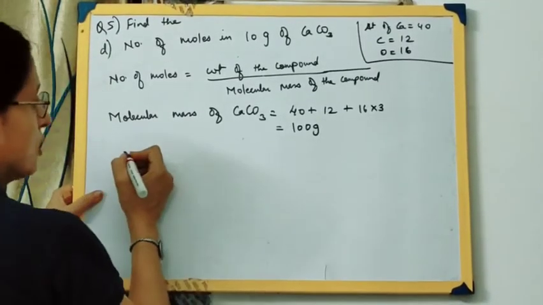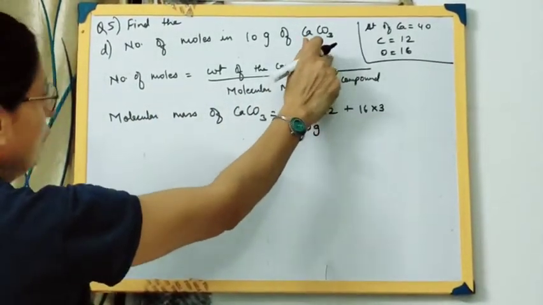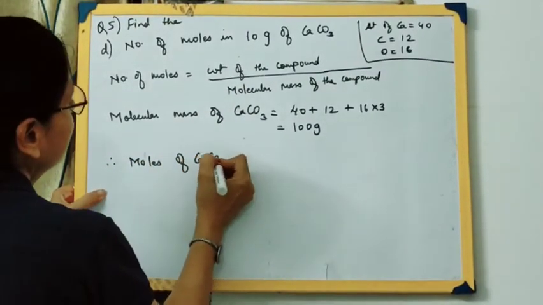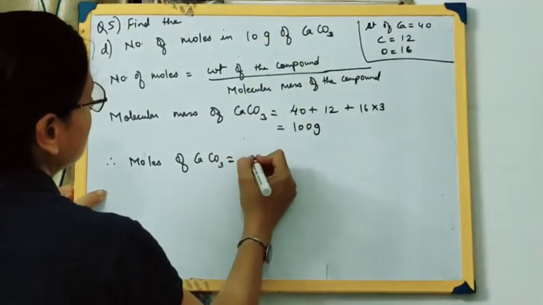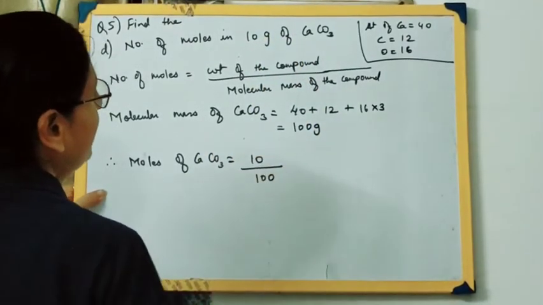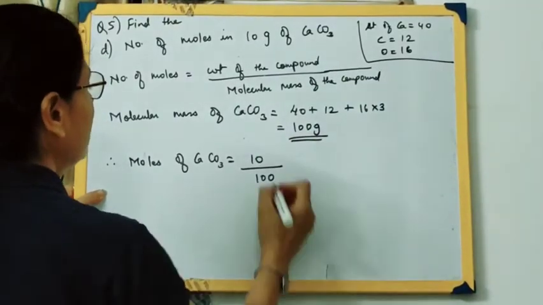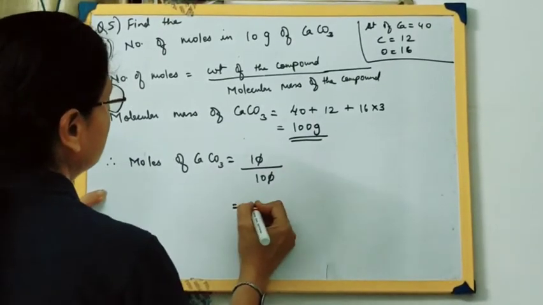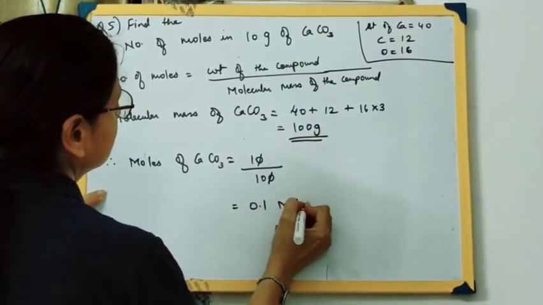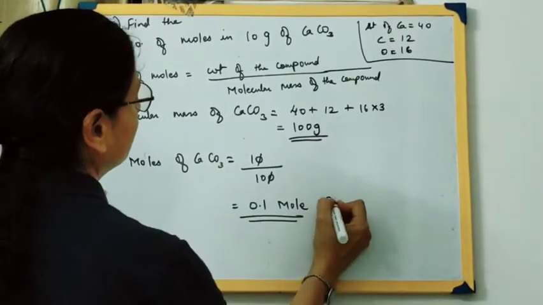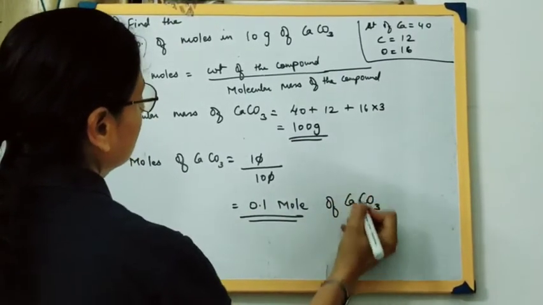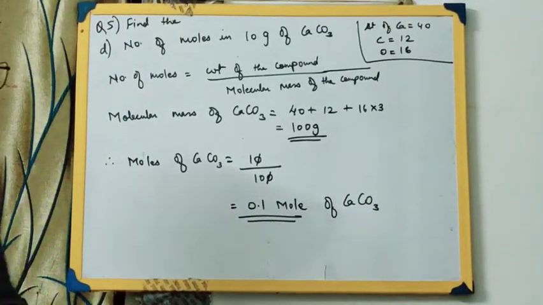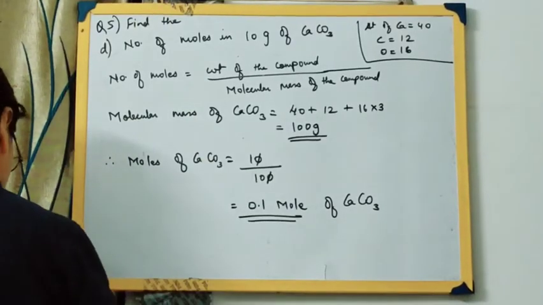Okay. Now next, moles of calcium carbonate is equal to the weight of the compound. How much is the weight? That is 10 grams upon 100, which is the molecular mass we have found out. So this cancels. Let me write the next step. That is equal to 0.1 mole of CaCO3. Clear everyone? Did we get this? Okay. We move on to the next.